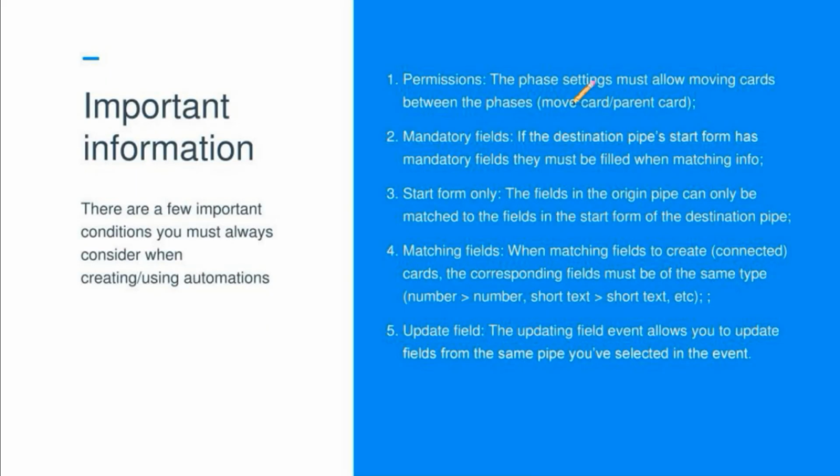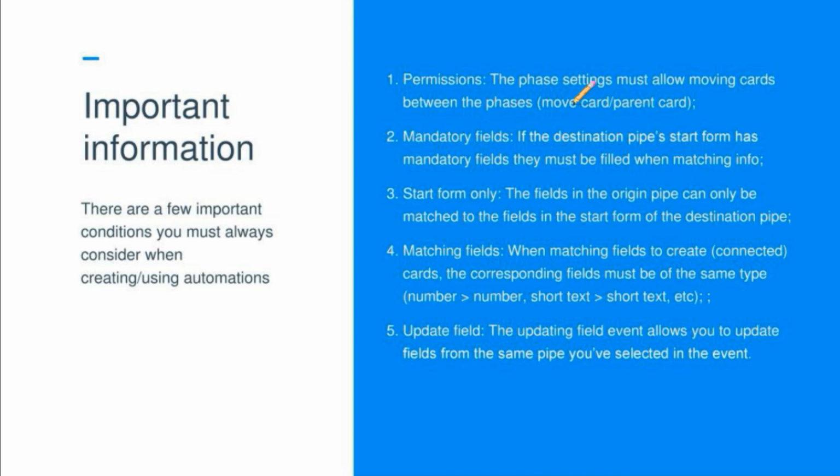Important information. There's a few important conditions you must always consider when creating and using automation. Permissions. The phase settings must allow moving cards between the phases when you move card or the parent card. Mandatory fields. If the destination pipe start form has mandatory fields, they must be filled when matching the information from one pipe to another. Start form only. The fields in the origin pipe can only be matched to the fields in the start form of the destination pipe.